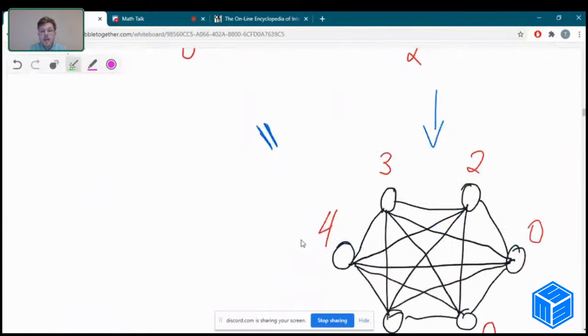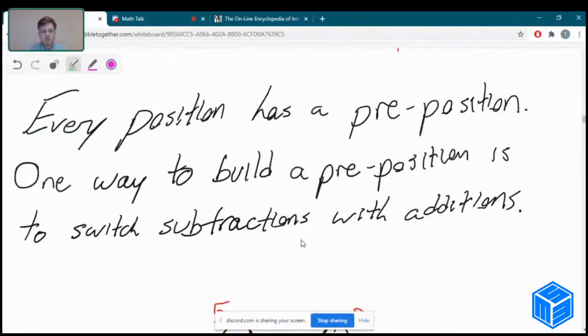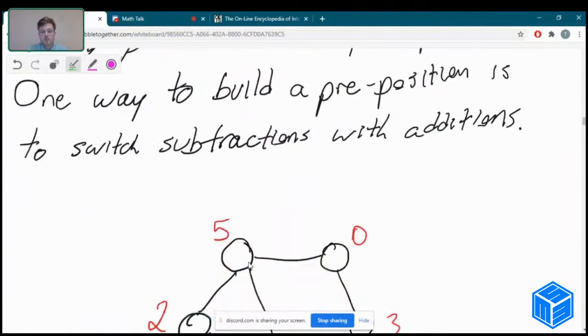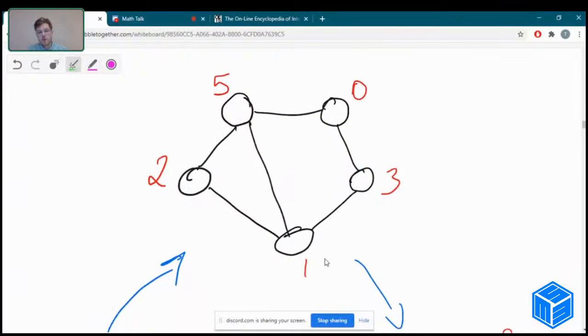As I have written here, every position has a preposition. This isn't trivial, but we'll show one way that you can build a preposition. One way to build one is to switch the subtractions with additions. What I mean by that is, suppose we started with this graph, 2, 5, 0, 3, 1. Now, on the right, we can see where it goes naturally. Without even looking at it, I can say that the 5 is going to go down to 2 because it has 3 poorer neighbors. The 2 is actually going to stay the same. It receives from 1 richer neighbor, but it also gives to a poorer neighbor.